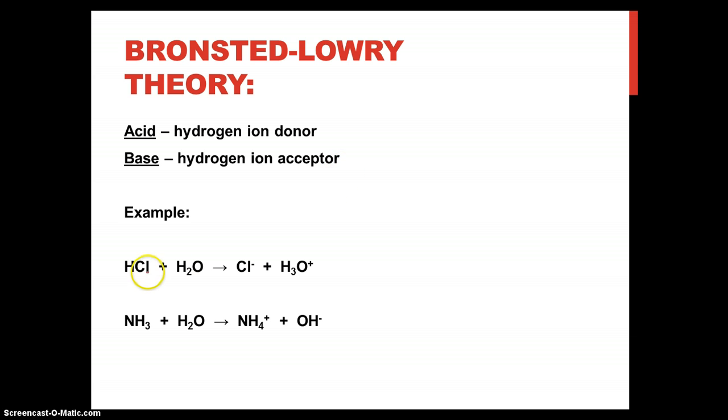So let's look at our 2 examples. Here we have HCl and water produces the chloride ion and the hydronium ion. So we can see that HCl donated a hydrogen to water. So that makes HCl an acid, according to Bronsted. Now on this one we have NH3 plus water yields NH4 plus hydroxide. Now here the NH3 actually accepted a hydrogen ion from the water, so the NH3 is a base. Now you can see that it's a base because we still end up with hydroxide even though the NH3 didn't have it to begin with. So acids are hydrogen ion donors. Bases are hydrogen ion acceptors.